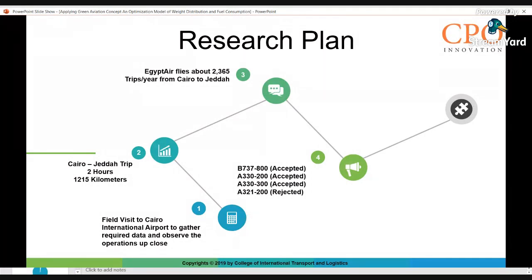On further observation, we found that there are 3 main plane models that fly on this specific trip: the small Boeing 737-800, and 2 large Airbus planes, the A330-200 and A330-300. There is also an emergency plane, a small Airbus 321-200, that we neglected in our research since it flies rarely, in cases of emergency or demand surge, so we cannot measure it accurately.